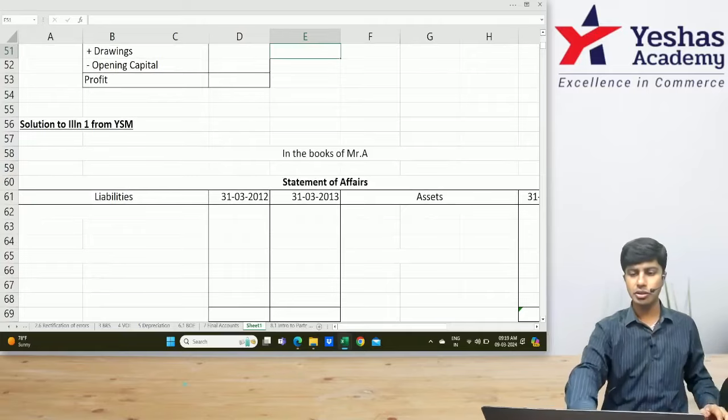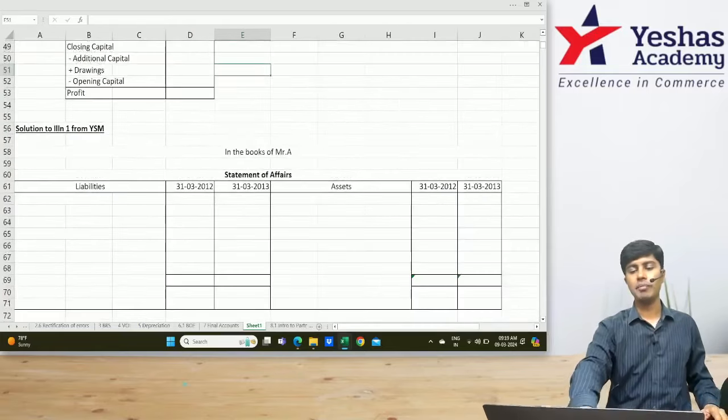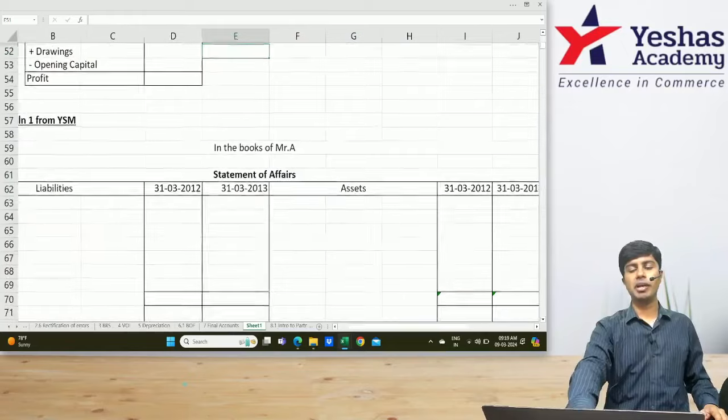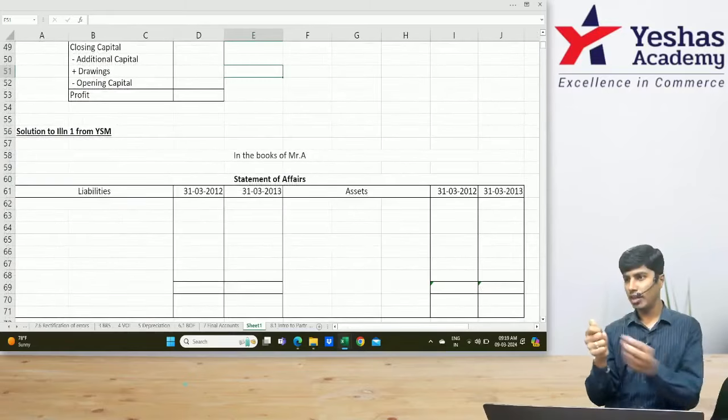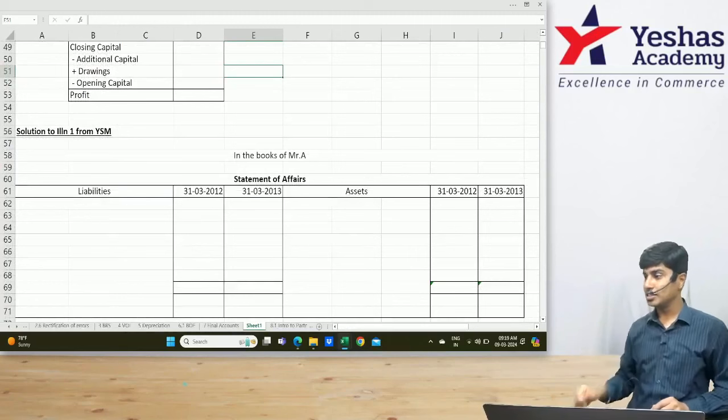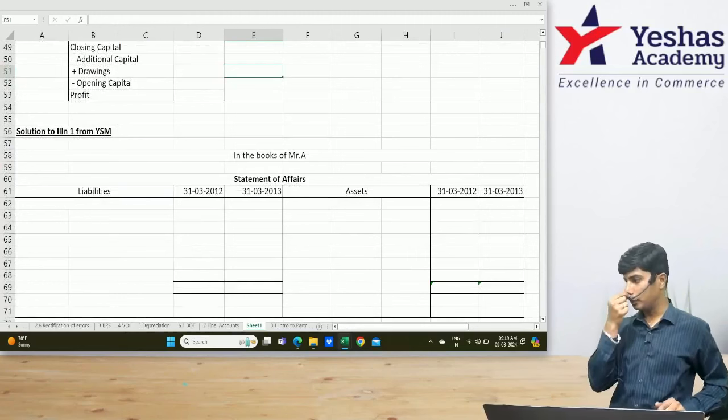Come on, let's start with illustration number one. The question is in your spiral binding book. You will write the answers in the handout. We gave one small cute handout. The question is there in that spiral book.